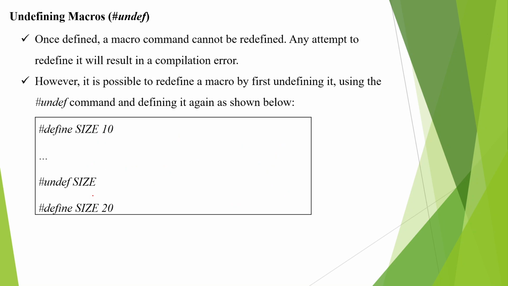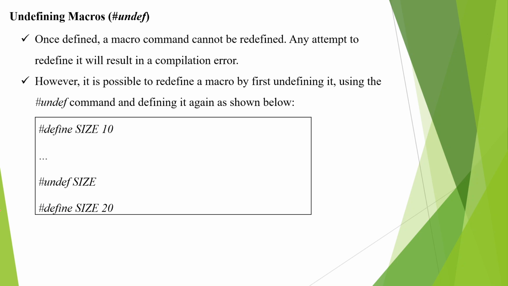Okay, then undefining a macro. Once a macro is defined, after the purpose is over and you don't need it at some point of your program, you can undefine it. You can destroy the definition of that macro. We define a macro like this.